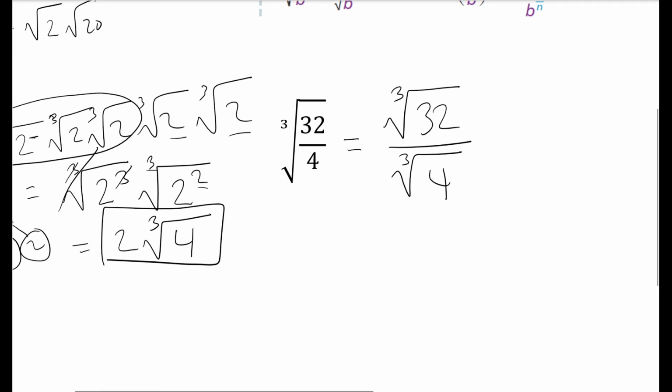However, sometimes it might be easier to just divide the numbers and then take the cube root. And then sometimes it's easier to do it this way. In this particular example, we have used the property, so we're done here.